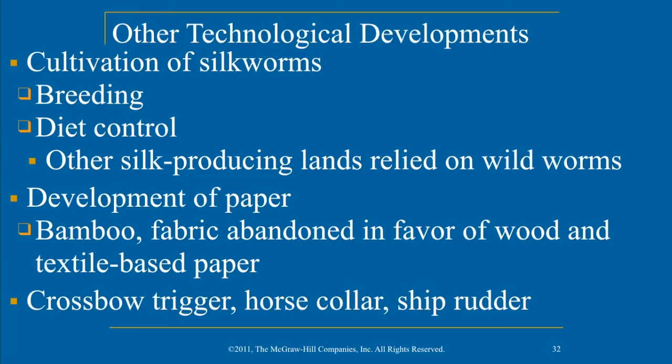We also get the development of paper as we would know it today. Originally it was bamboo and fabric that was written on, and it would be bound together in strips, like what I like to think of as very tightly bound window coverings. You know how you have the blinds in your house and they fit together on top of each other with rope? What they would do is write on the little slots, bind them together, and then roll them up to protect them. Fabric also, if you just unfurl some fabric, imagine writing on your bed sheet, and then you can roll it up and keep it safe. Well, that's abandoned in favor of wood and textile based paper.